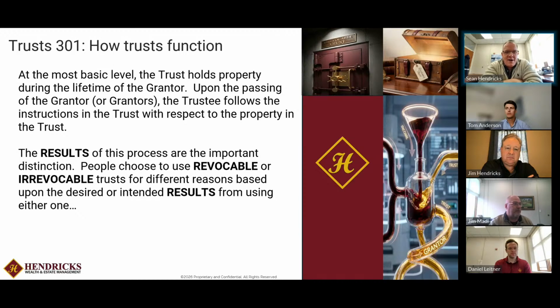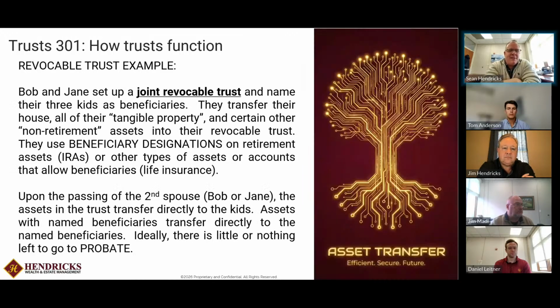And when you're talking about the different types of trusts and how they function, it's really the results that you get from either type of trust that are the important distinction to make. So people choose either revocable or irrevocable trusts for different reasons based on the results that they want to get from using either type. So I'd like to give an example of a fairly common use case for a revocable trust, and then I'll also give a common use case for an irrevocable trust.